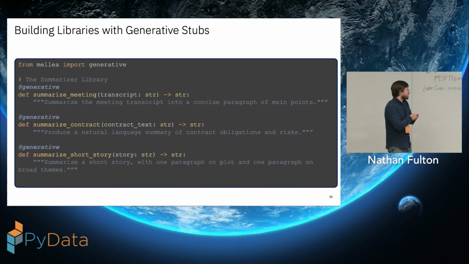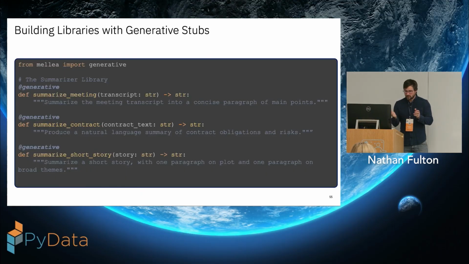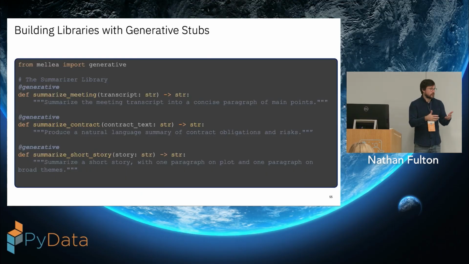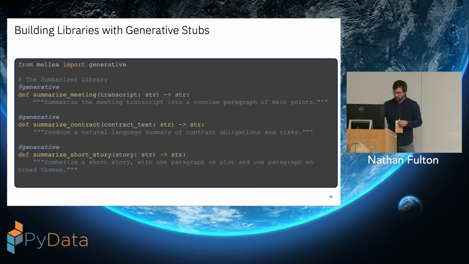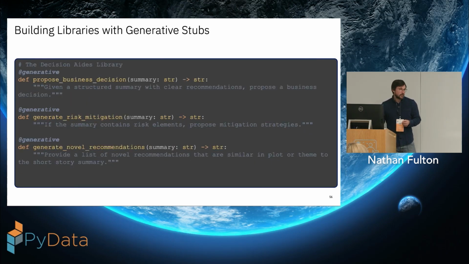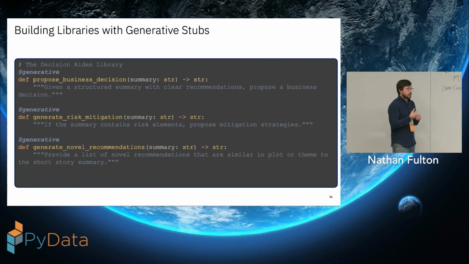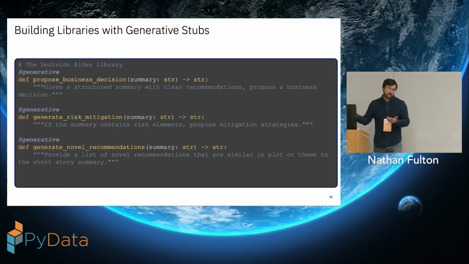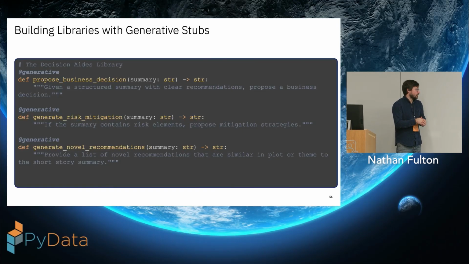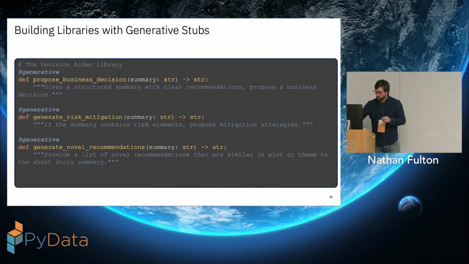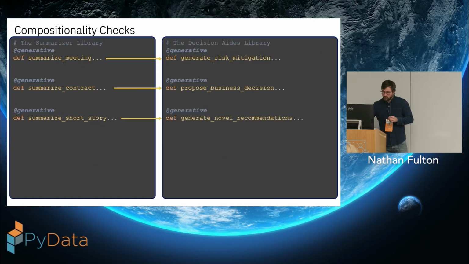So one of these libraries we'll call the summarizer library, and it's just a bunch of functions that summarize things, right? Summarize meetings and contracts and short stories, and there are specific things that you want to get out of the summary that are described in these docstrings. And then there's a second library, again, just as a didactic example, right? We'll call it a decision aids library, so it can propose a business decision or a risk mitigation strategy or a novel recommendation. And again, these have type signatures, so there are some inputs the user is supposed to provide, and there are docstrings saying what the expected output is going to be, right?